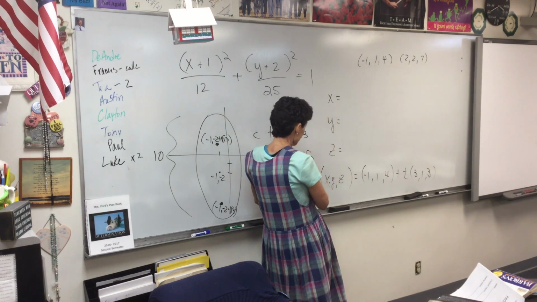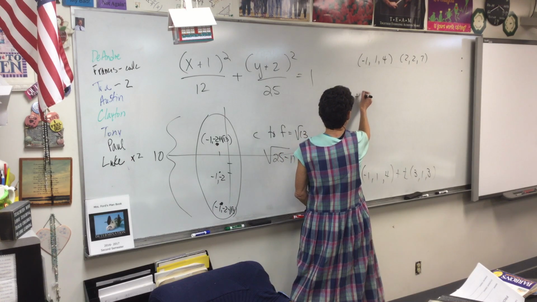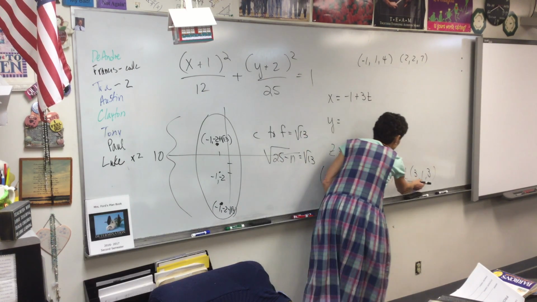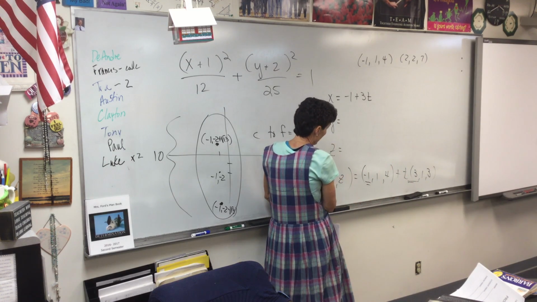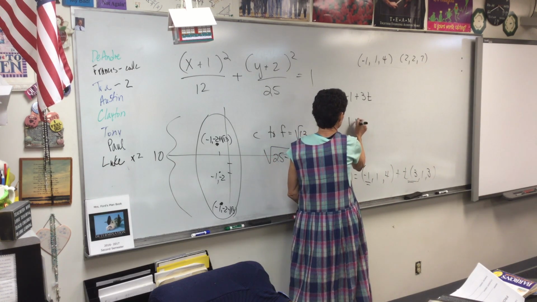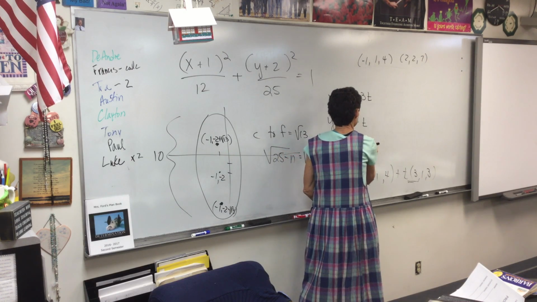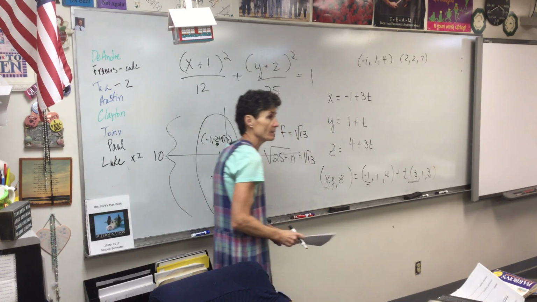So then x equals negative 1 plus 3t. Just look at the x parts. And then y equals 1 plus t. And z equals 4 plus 3t. Everybody okay with that?